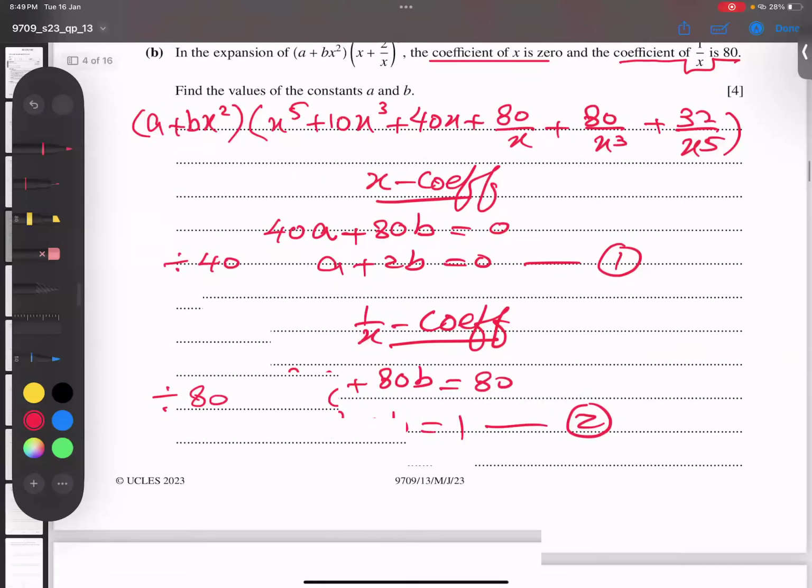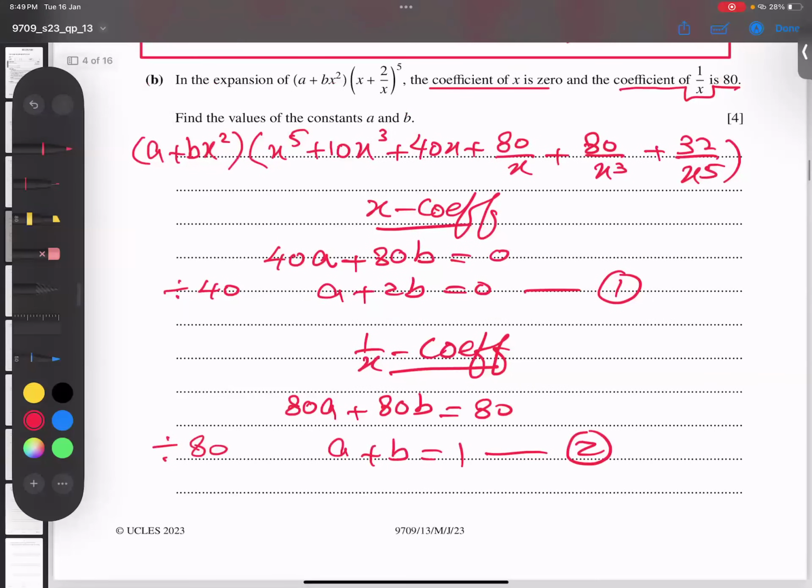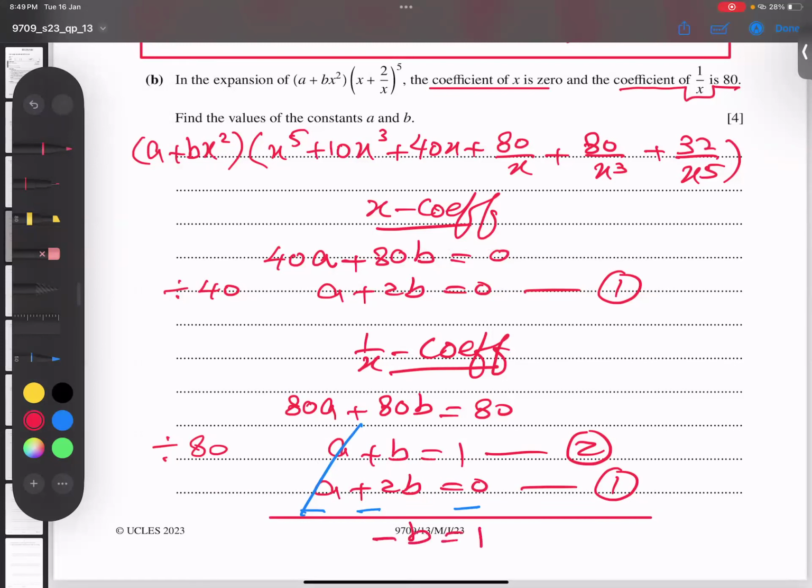Equation number 2 is ready. Now I can solve them simultaneously. I copy equation number 1, bring it down, and paste here. So when I bring it down here, students, it is very clear, I will solve them simultaneously. So the sign cancels out. Here I get negative b equals 1. So b equals minus 1.